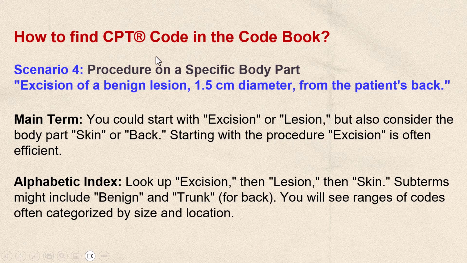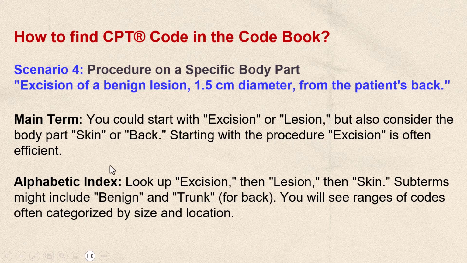Scenario number 4. This is a procedure on a specific body part. Example: excision of a benign lesion 1.5 centimeter in diameter from the patient's back. So here the main term, you could start with excision or lesion, but also consider the body part, that is skin or back. So starting the procedure with excision is often efficient.